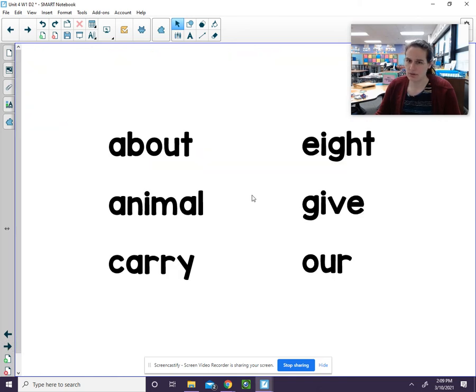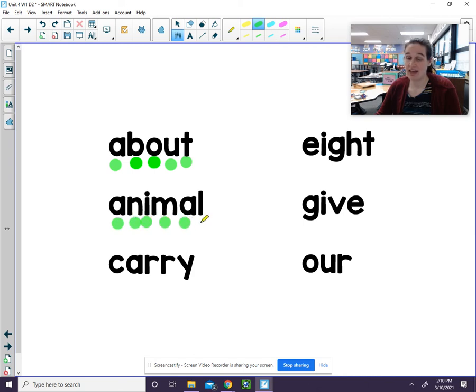Let's review our sight words. Today we are going to spell them. So I want you to spell them with me. So say the word and then we'll spell it. About. A, B, O, U, T. About. Animal. A, N, I, M, A, L. Animal.